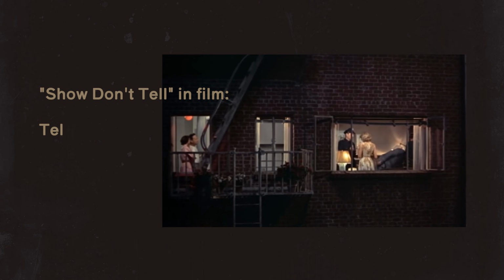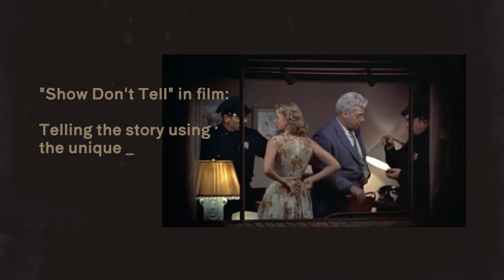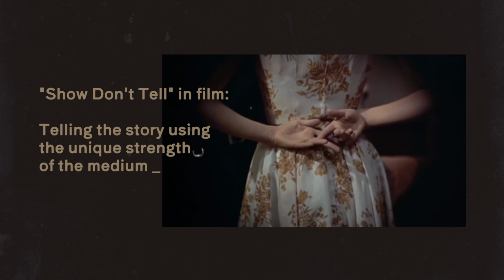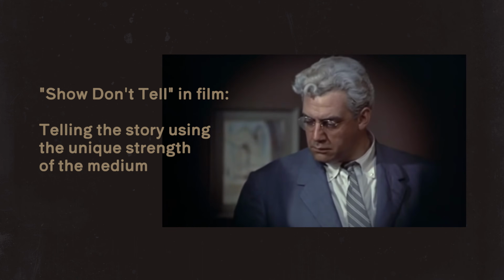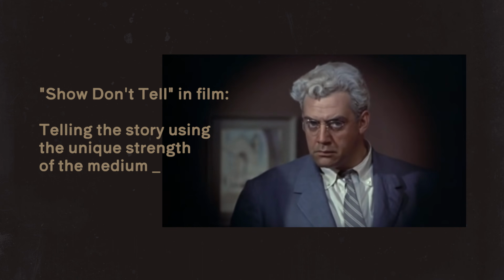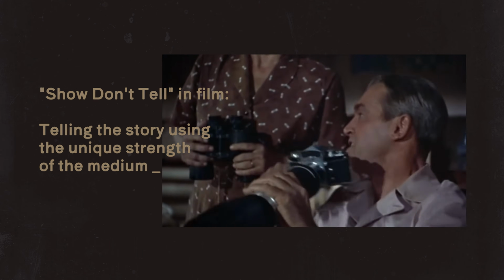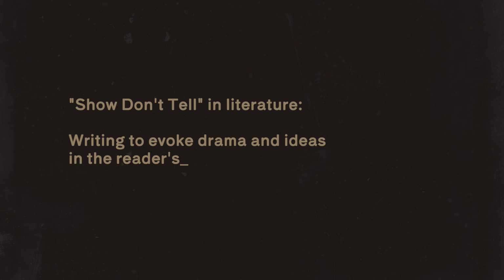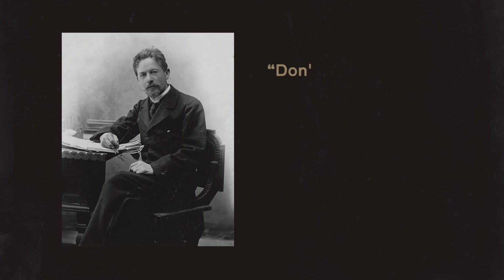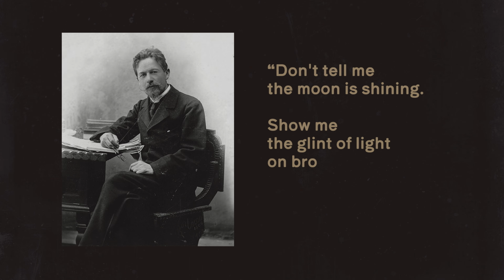To explain what I mean by this, in film, show don't tell is generally about this idea of telling the story using the unique strength of the medium, which is moving pictures and sound and editing between them in a way that evokes drama and ideas. In literature, show don't tell is more about the idea of writing in a way that evokes ideas and drama in the reader's mind and imagination, rather than simply telling them what happened and how to feel about it. This idea is famously summed up by the Russian novelist Anton Chekhov, when he said, "Don't tell me the moon is shining, show me the glint of light on broken glass."